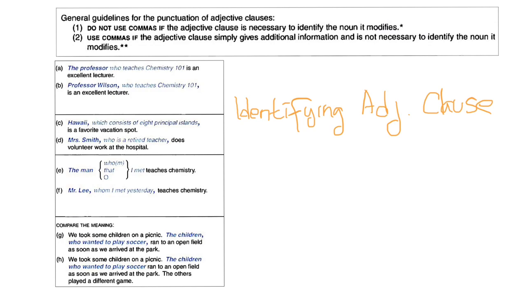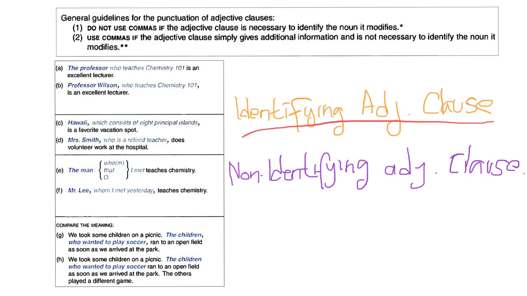Adjective clauses that do not require commas are called identifying adjective clauses. Adjective clauses that require commas are called non-identifying adjective clauses. Non-identifying adjective clauses are more common in writing than in speaking.